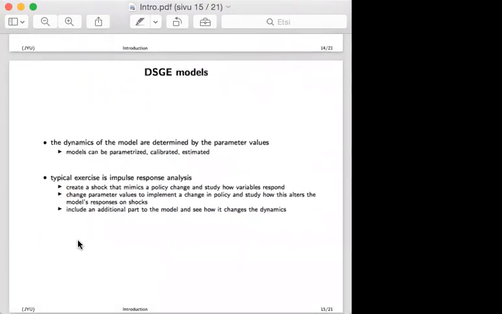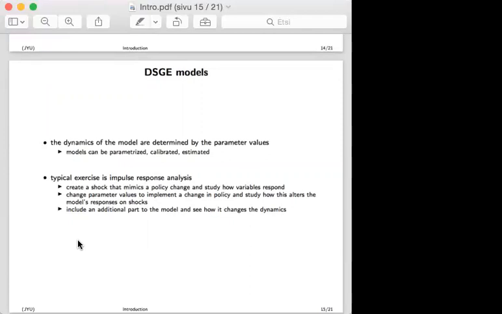The dynamics of the models are determined by parameter values. And these models can be parameterized just by taking some conventional parameters that others have used, if one is not so interested in precise quantitative results. Then these can be calibrated to match some features in the data, or then these models can even be estimated with Bayesian methods, which is typically a computationally quite demanding task.